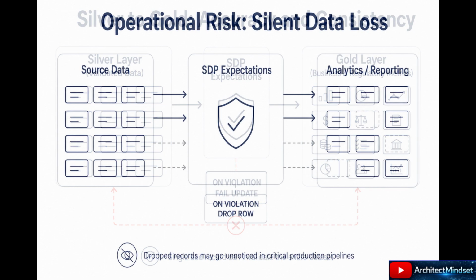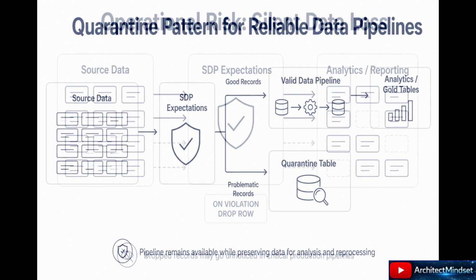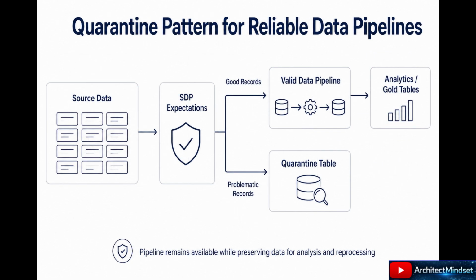While on-violation drop row is efficient for expected noise, it can lead to silent data loss, where critical business records may disappear without a trace for recovery. This is where Databricks recommends architects implement a quarantine pattern. Create two flows for a single source, one that keeps good data and another that captures bad data into a separate quarantine table. This maintains pipeline availability while ensuring the problematic records are preserved for RCA and eventual reprocessing.